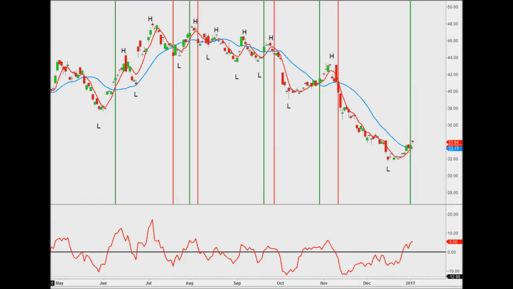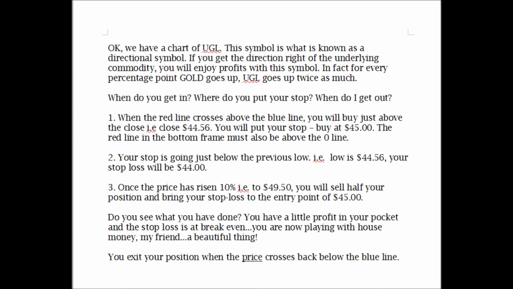We're going to get out when the price, not the red line, but when the price, one of those candles, closes below the blue line. When that happens, we are leaving this trade. We are done with it. We are finished, and we will count it up and see how we did.